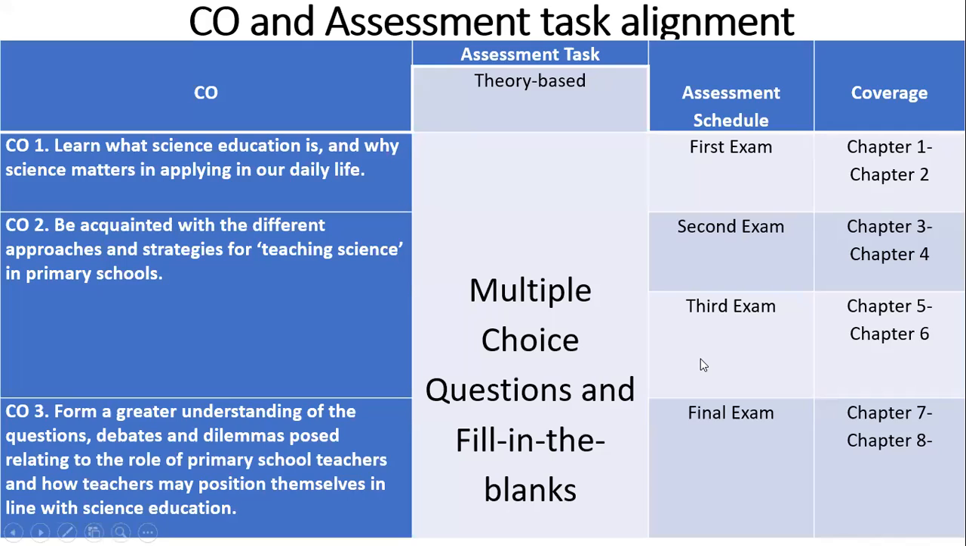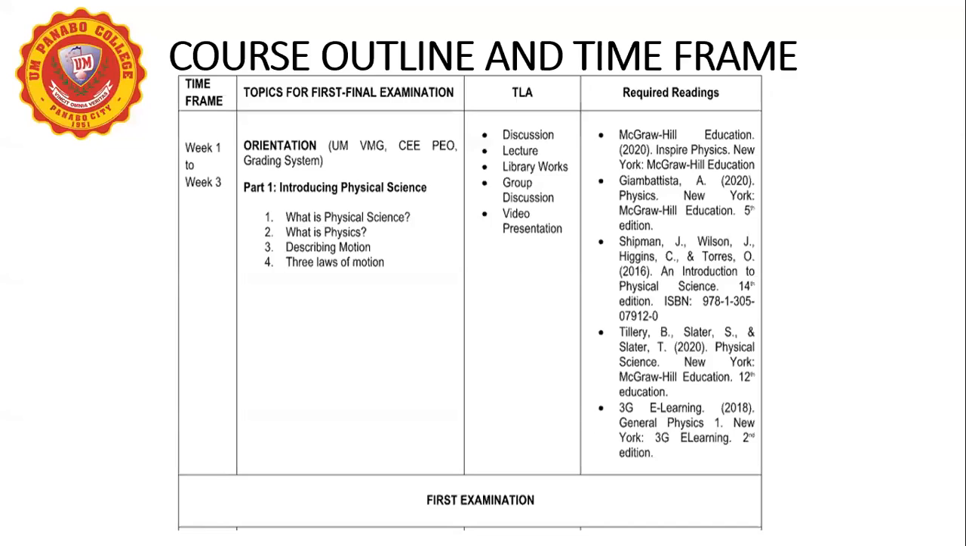Okay, another one is we have here the course outcome and the assessment or task alignment. So all of the three learning outcomes. The first outcome will be your first exam, then your second course outcome is the second and third exams, then the last course outcome is your final exam. So the theory-based is MCQ or multiple choice questions and some fill in the blank. So these are some assessment tasks that will be posted in your Creeper.